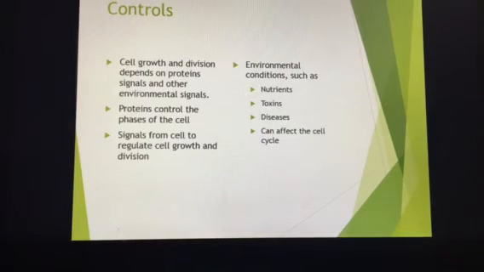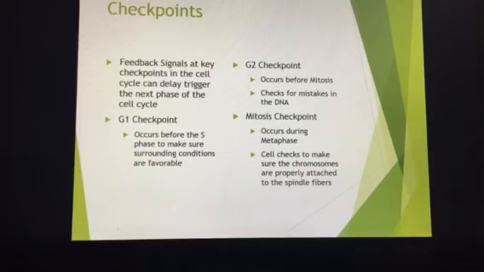Now, sometimes it signals the cell cycle to happen, but other times it stops it from occurring too. So we have some checkpoints that we have to go through. Feedback and signals at key checkpoints in the cell cycle can delay or trigger the next phase of the cell cycle. So let's talk about the G1 checkpoint.